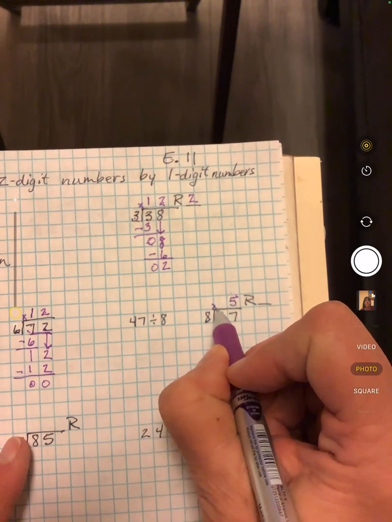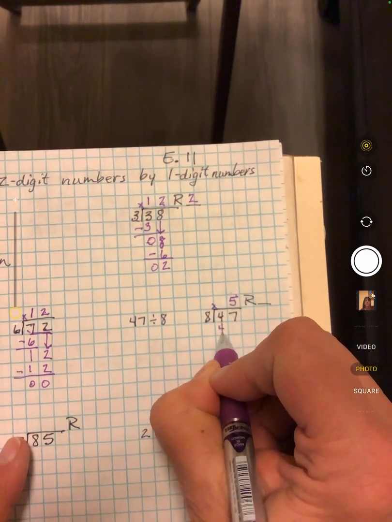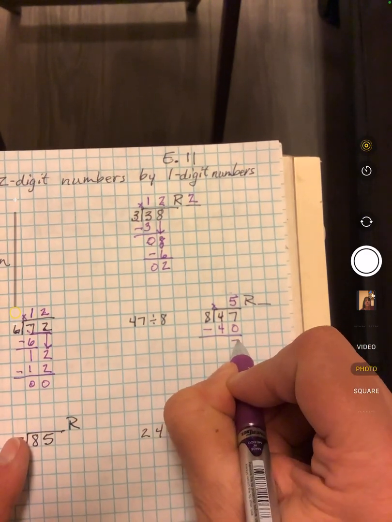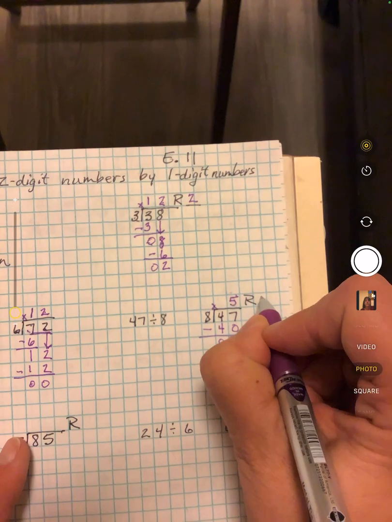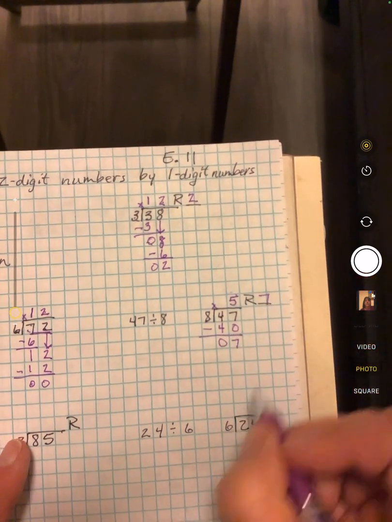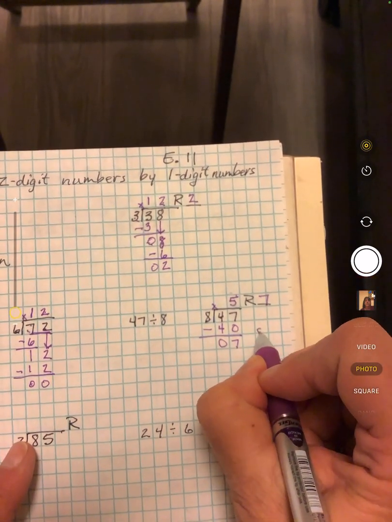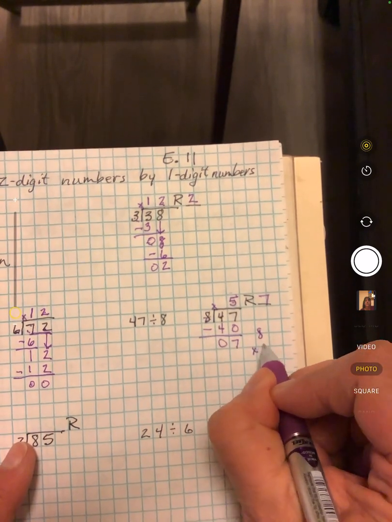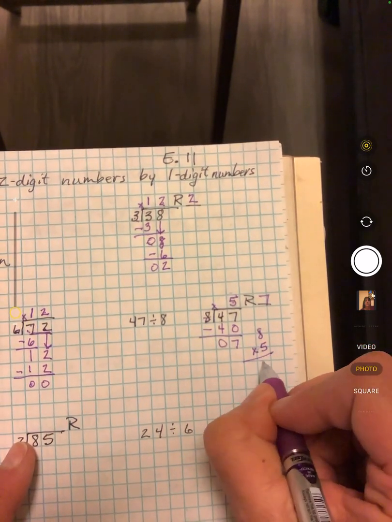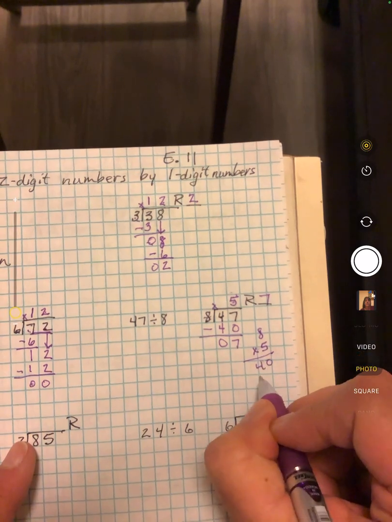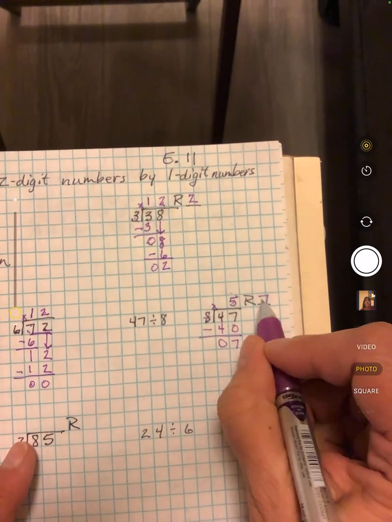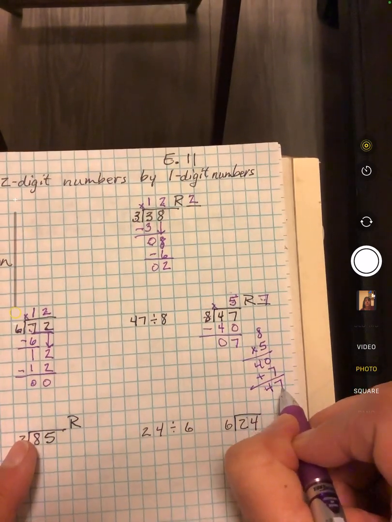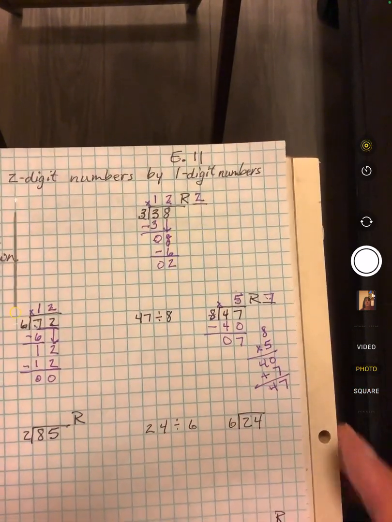8 times 5 is 40, and then we subtract. And that's our answer, 5 remainder 7. And I can multiply the outside numbers, 8 times 5, the divisor and the quotient. We get 40, and then we add on our remainder, and we get 47. Okay?